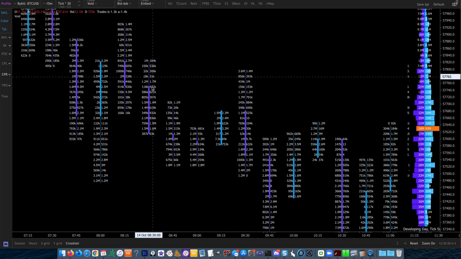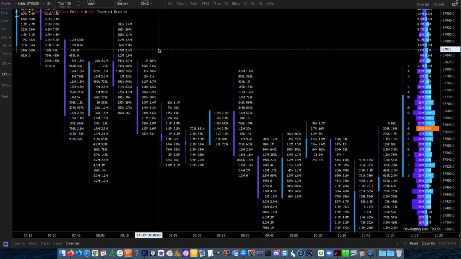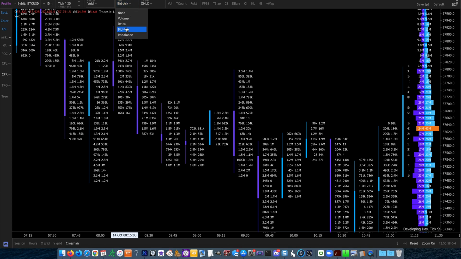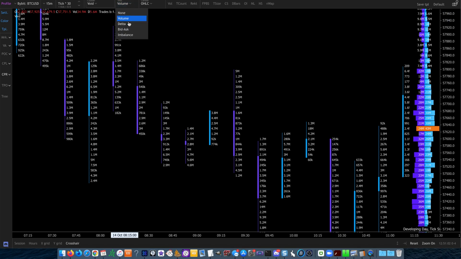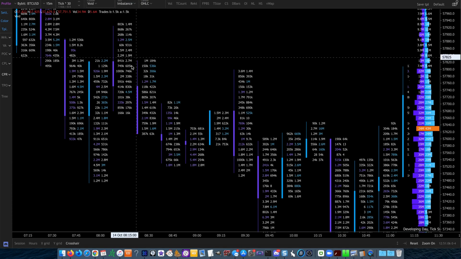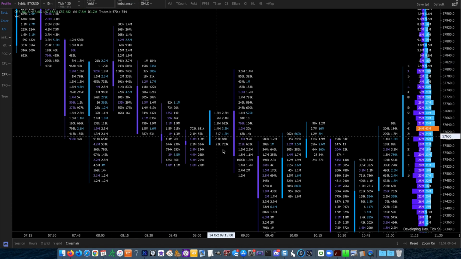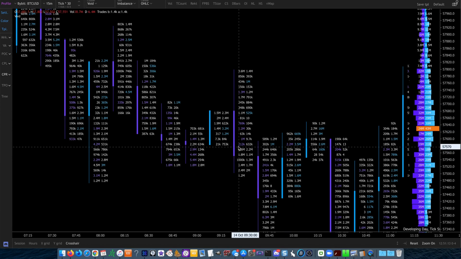Okay, there's a whole bunch of different options here. You can put the candle in the middle like that. I like to put it over on the left. And then the text here is basically going to show you what text you want to see. You can either see volume, you can see delta, you can see bid ask, or you can see imbalance. Now imbalance is the same as bid ask. It's just showing you where there are heavy imbalances in the buys versus sells. We'll get into that more later. But I like to keep it on bid ask.